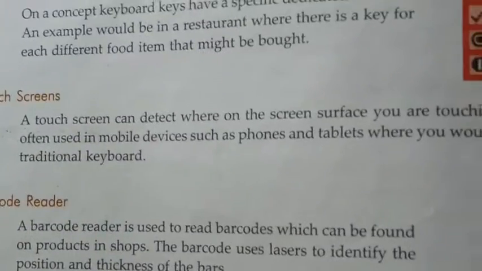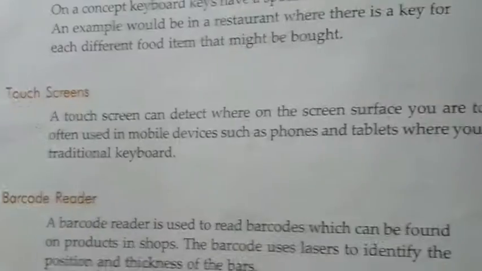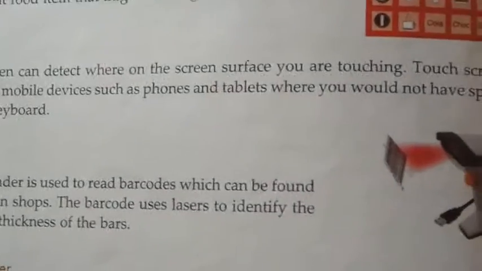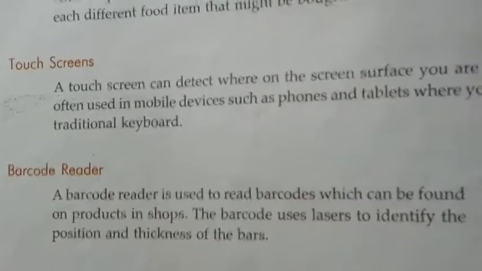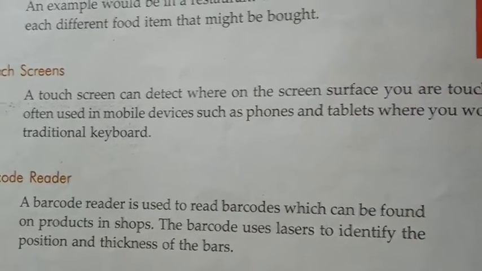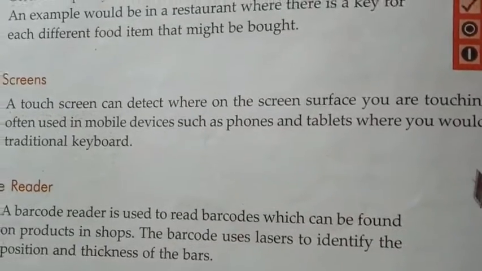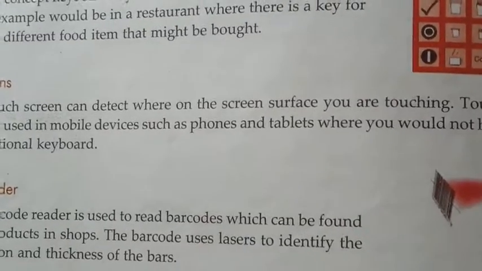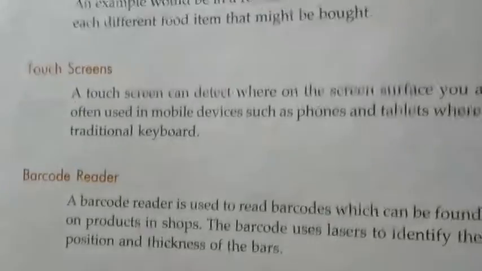A touch screen can detect where the screen surface is being touched. Touch screens are used in mobile devices such as phones and tablets, where you would not have space for a traditional keyboard. Normally we use a keyboard and mouse to input. In some situations we are not using those, so at that time we use a touch screen. The better example is our mobile phone, which also acts as an input device.